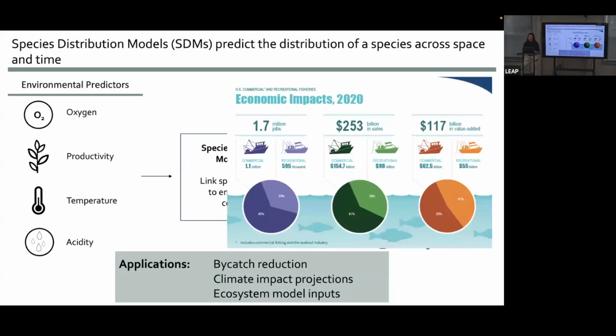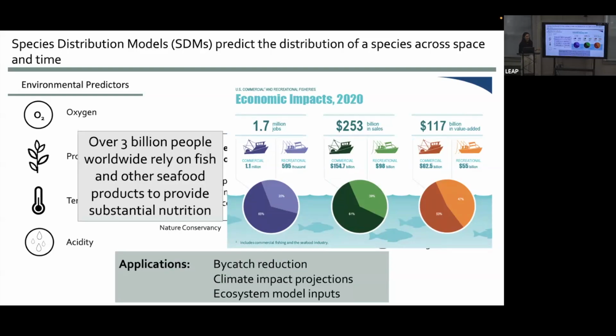They're also quite instrumental in the world of fisheries and fisheries management more specifically. Fisheries are biologically, culturally, and economically important. In the United States alone, they contribute over 1.5 million jobs and billions of dollars in sales added to the economy. Worldwide, over 3 billion people rely on fisheries and other seafoods for nutrition and protein. So understanding the role that biogeochemistry plays in influencing these species movements and how these relationships will change in a changing ocean is really, really important.